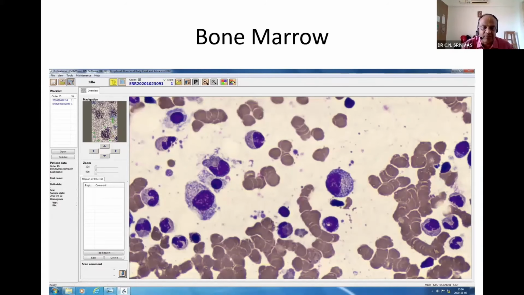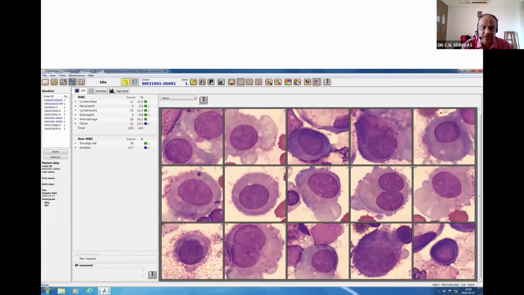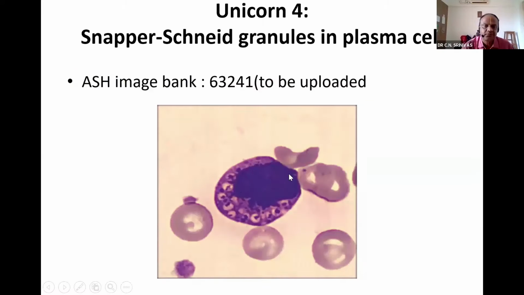So these are again the bone marrow of the same boy, which showed a lot of binucleated plasma cells, and a report of multiple myeloma was issued on this case. This was one of the beautiful cases which I learned, which I think I had really missed in my manual morphology itself.